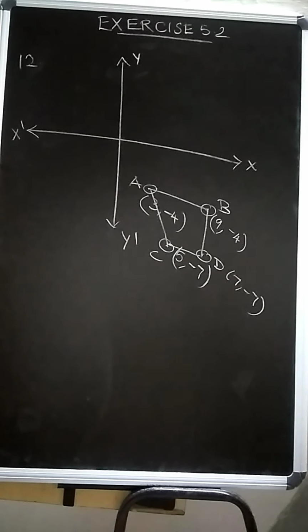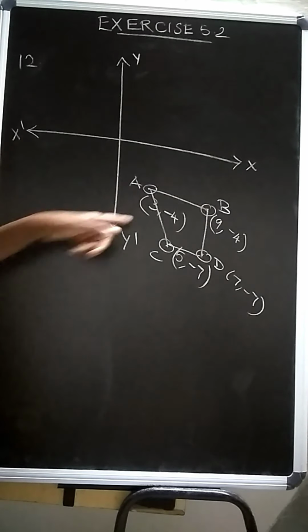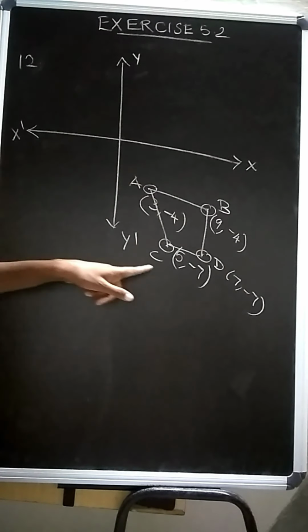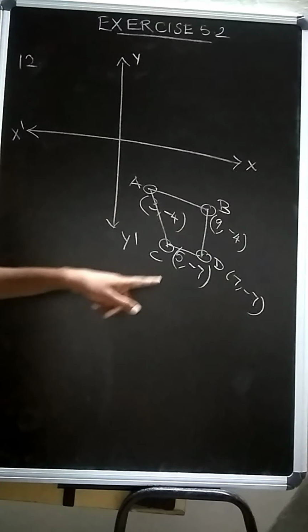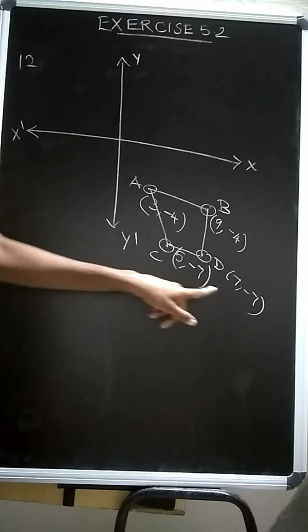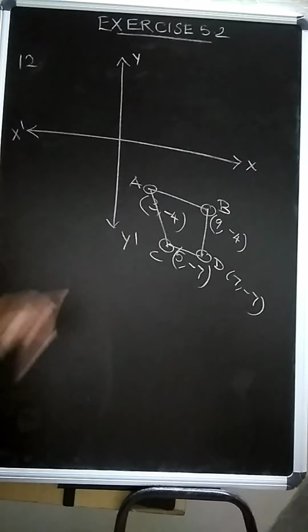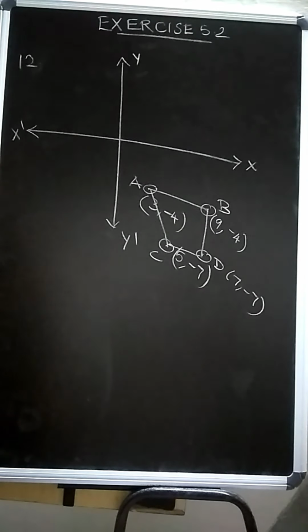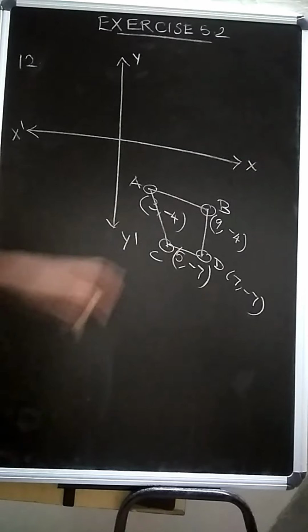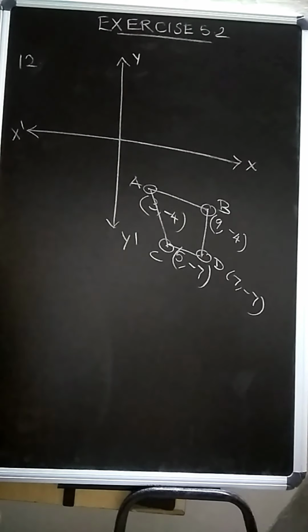Next we will see the 12th sum. What is given in the question? Let A(3, -4), B(9, -4), C(5, -7) and D(7, -7). They have given you four vertices. Show that ABCD is a trapezium. Now we have to prove that ABCD is a trapezium.